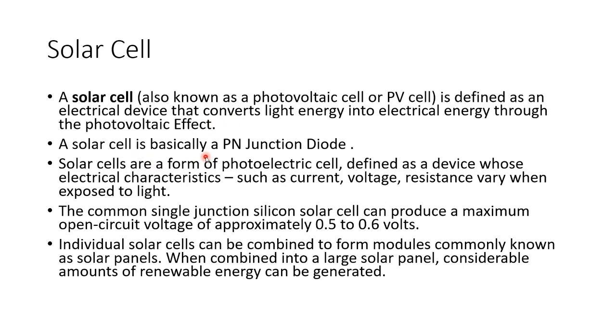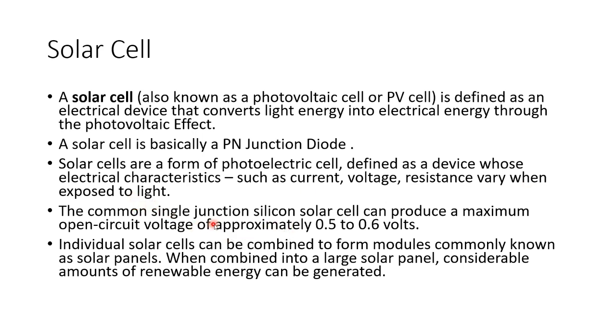Solar cell is basically a PN junction diode which on exposure to light produces electricity, and solar cells are a form of photoelectric cell, defined as a device whose electric characteristics such as current, voltage, resistance vary when exposed to light.